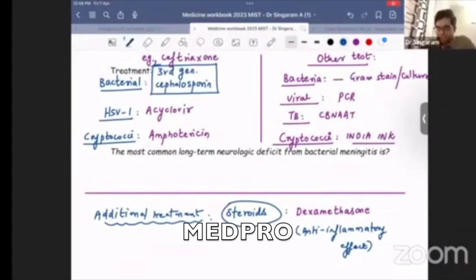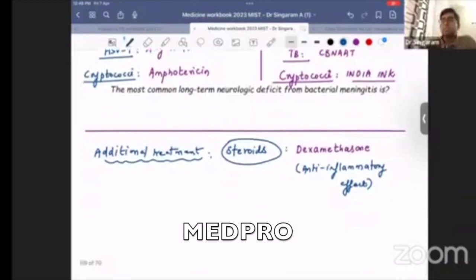Okay, fine. Now only one liner question. What is the most common long-term neurological problem from bacterial meningitis? Can anybody tell me? So many problems can occur. Hydrocephalus can occur, edema can occur, seizures can occur. But the most common long-term neurological problem is always SNHL. What is SNHL? Sensorineural hearing loss.